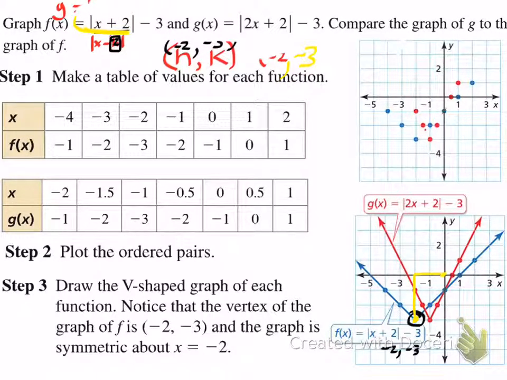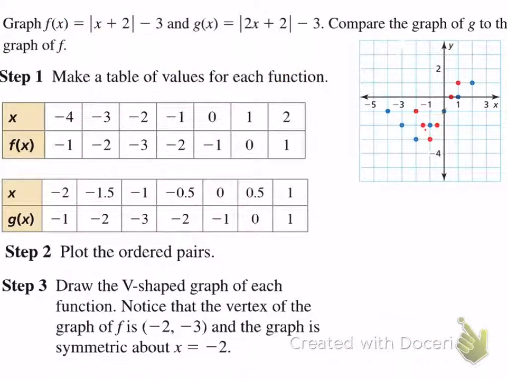Now, is the other one, if I just take this and do -2, -3, is that in the same spot for the red one? So we can see we can't use the vertex form when I have a coefficient of that x inside. Does that make sense? Thumbs up if you understand, thumbs down if you don't.